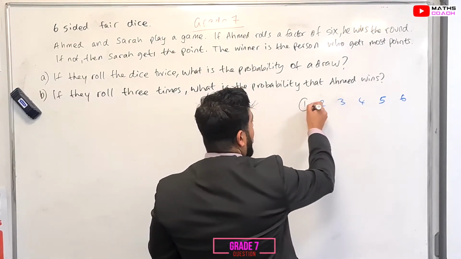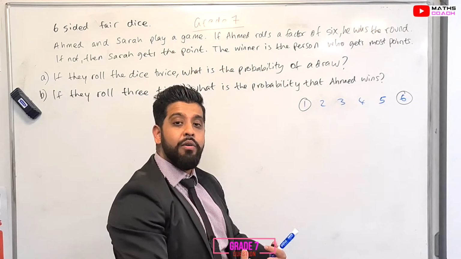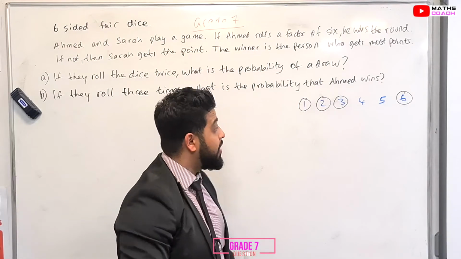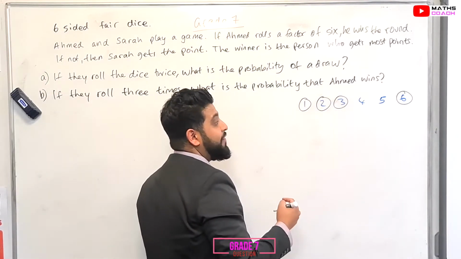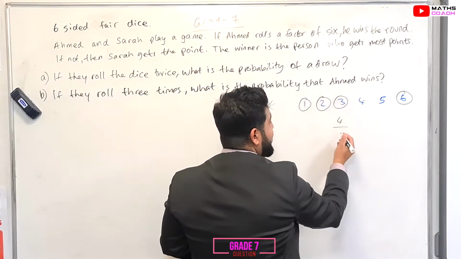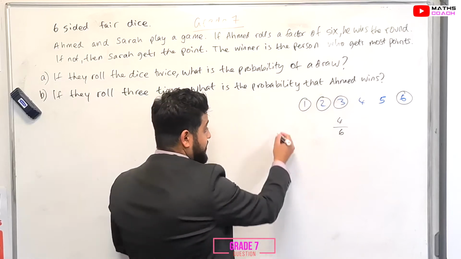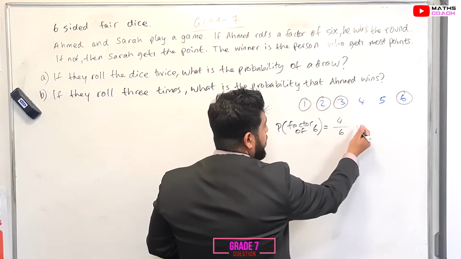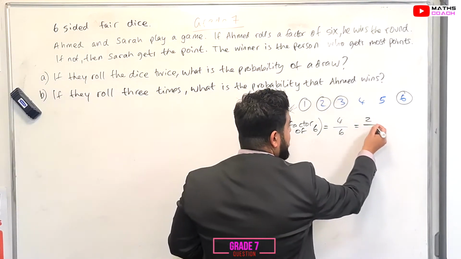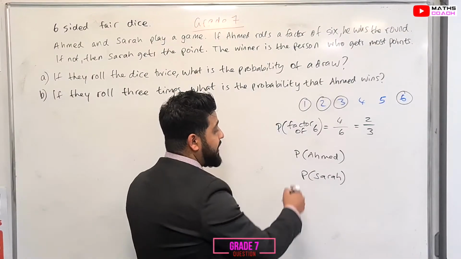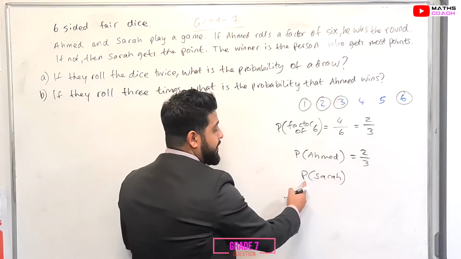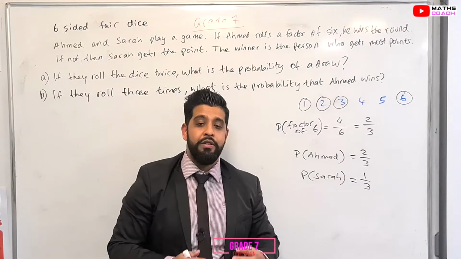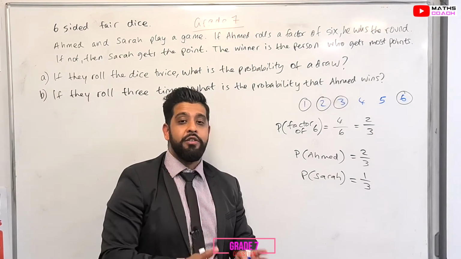Now, which of these are factors of 6? Let's highlight them. We know that 1 and 6 are factors of 6. They are numbers that go into 6. We know that 2 and 3 are factors of 6. 4 and 5 are not factors of 6. So what is the probability of getting a factor of 6? 4 out of the 6 numbers gives us a factor of 6. So the probability for a factor of 6 is 4 over 6, which we can simplify to make things easier, 2 over 3. So therefore, the probability of Ahmed winning the game is 2 out of 3, and the probability of Sarah winning the game is 1 out of 3. With that being done, these are the probabilities that I will be using to draw this into a probability tree diagram.